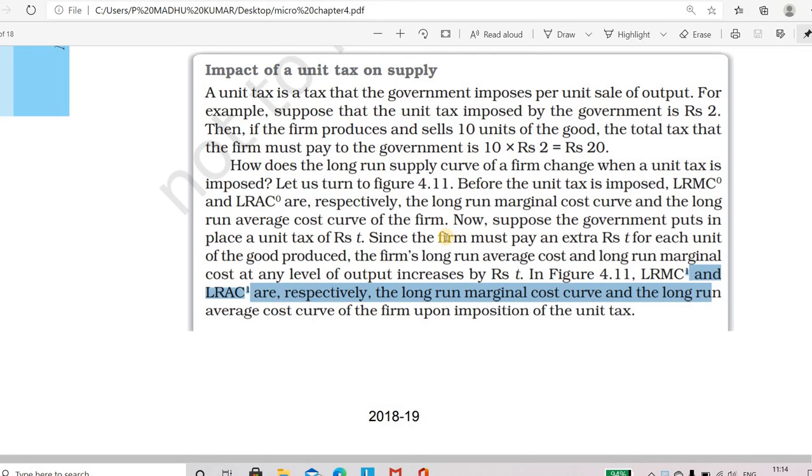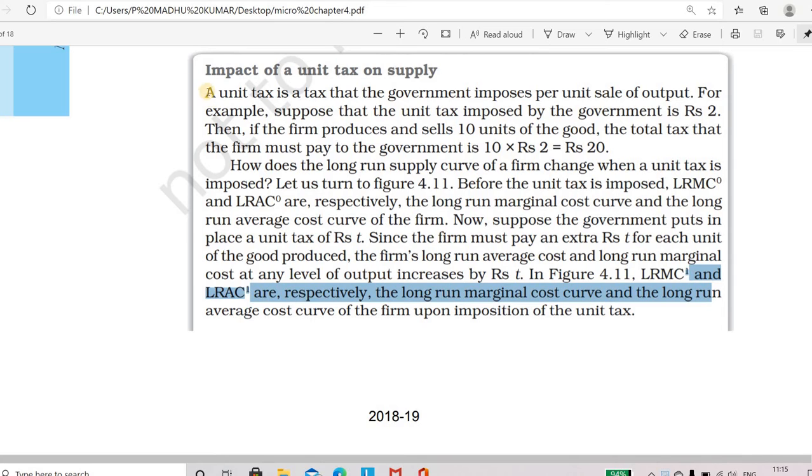In this class we will study the impact of a unit tax on supply. We know what a tax is. For every product the government will impose tax. Some products the government will avoid, but for most products the government will impose tax.